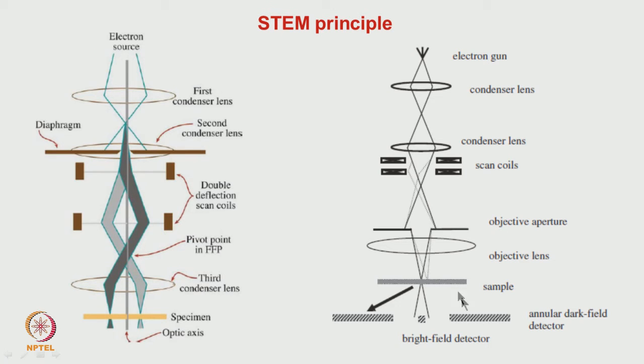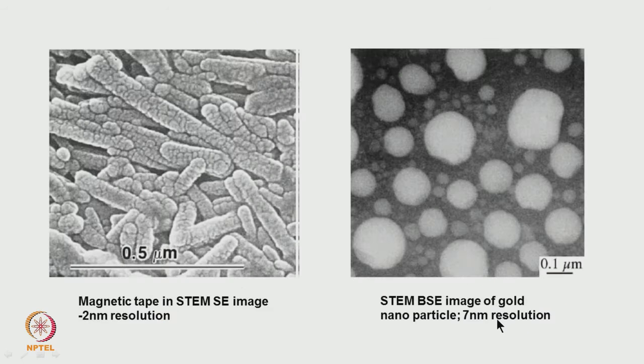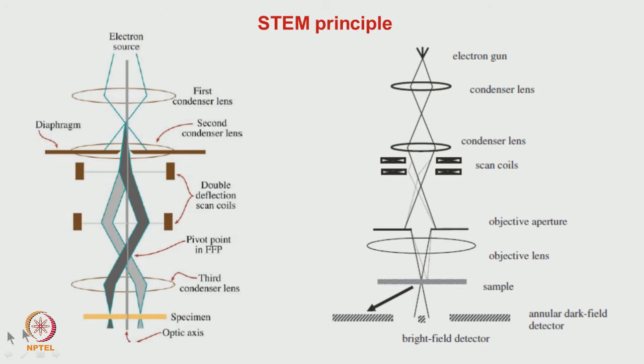Then if we collect the information coming from every region into the annular dark field detector, if we use it, then we will be able to form a dark field image of the sample. And in fact, what I am showing here is that so far we have discussed everything with respect to a transmitted beam, so scanning transmission microscope.